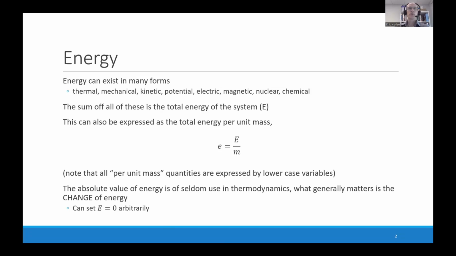The actual value of energy is irrelevant, as the 0 point can be assigned arbitrarily. Therefore, we usually deal with changes in energy. That is the important quantity in thermodynamics.